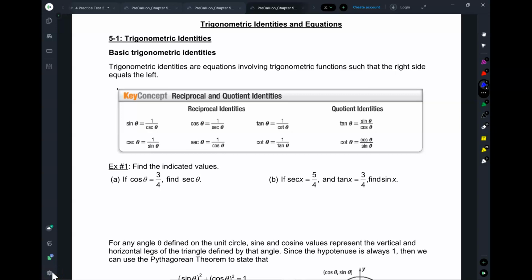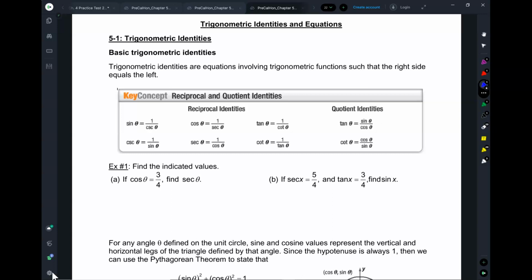Okay, so in this chapter, we're going to talk about what we call trigonometric identities. And trigonometric identities are basically equations which involve equal quantities, right? And they are equated to each other. So let's take a look at this first bunch here.